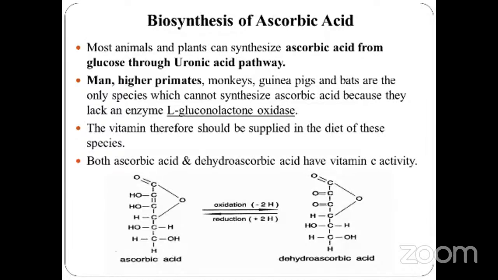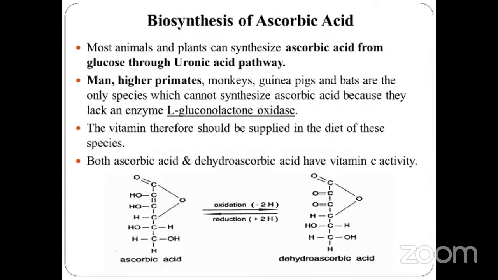Now, in most animals and plants, they can synthesize vitamin C or ascorbic acid from glucose via the uronic acid pathway. But as we lack the enzyme L-gluconolactone oxidase, this vitamin C must be supplied in the diet.